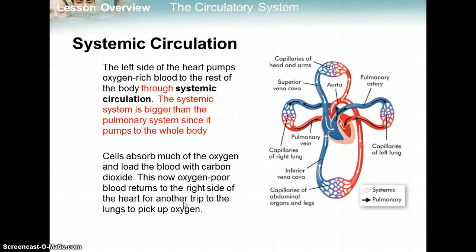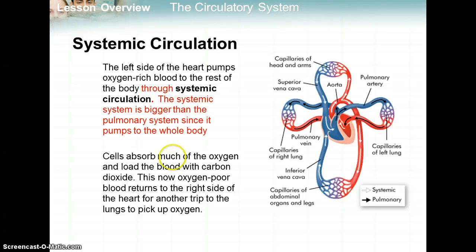In the systemic circulation, the left side of the heart, this left ventricle here, is going to pump oxygen-rich blood through the aorta, which is the main artery that comes off the heart. The systemic system is delivering oxygen-rich blood to the whole rest of your body for your cells to use. The systemic system is way bigger than the pulmonary system, because it goes through the whole body, while the pulmonary one is just going to your lungs.